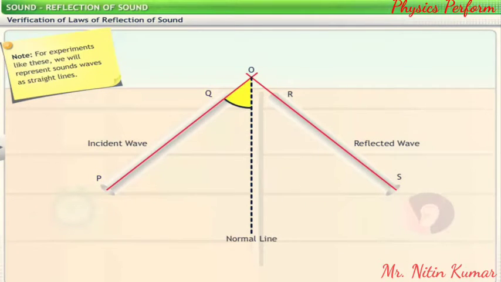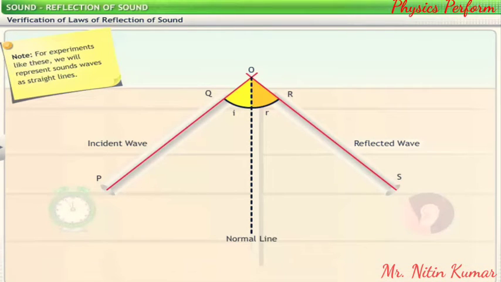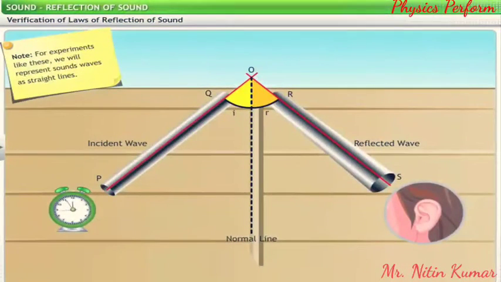Let's now measure the angle between the axis of the pipe PQ and the normal to the wall at the point O. This is the angle of incidence, I, for the incident sound wave. Now, we'll measure the angle between the axis of the pipe RS and the normal to the wall at the point O. This is the angle of reflection, R, for the reflected sound wave. You can see that the angle of incidence is equal to the angle of reflection. Now, try changing the orientation of the pipe RS by tilting it vertically.